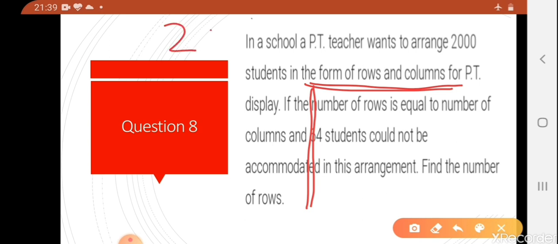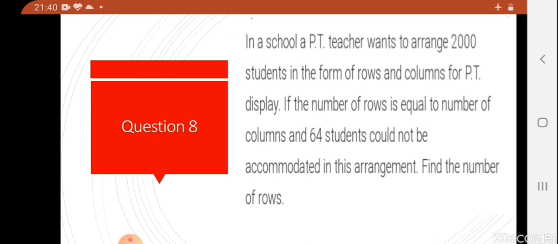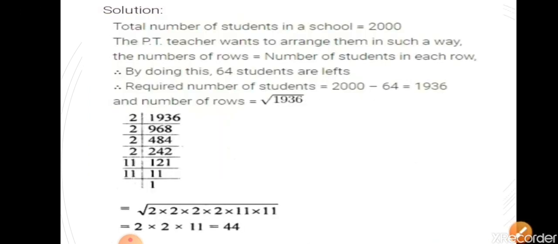So 2000 students are there. From the 2000 students, he has 64 students extra, meaning if he arranges them in an equal number of rows and columns, then 64 students are left over. So from the question it is clear that 64 students are extra, so we will subtract. Let us see the solution, how we will do it.